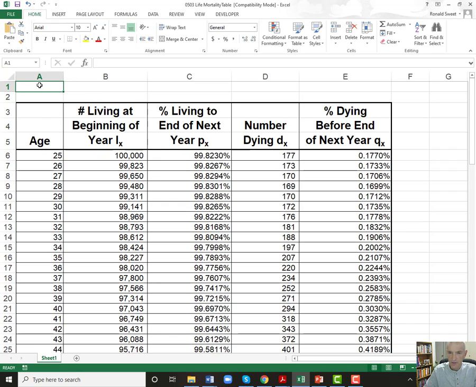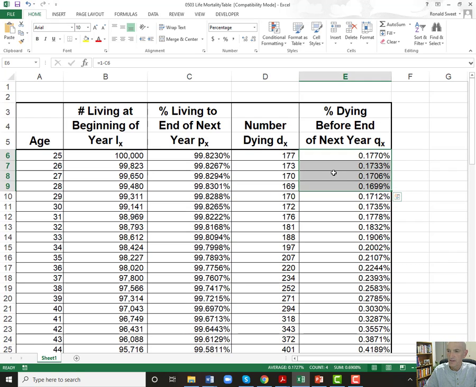This is a table for men, non-smoking, but there's a table for men, for women, for smokers, non-smokers. There's ultimate tables and select tables, and we'll talk about some of those things. You'll notice generally mortality increases as we age, with the one exception here. For men, mortality actually declines for a few years before coming back up, and that's mainly because of driving.